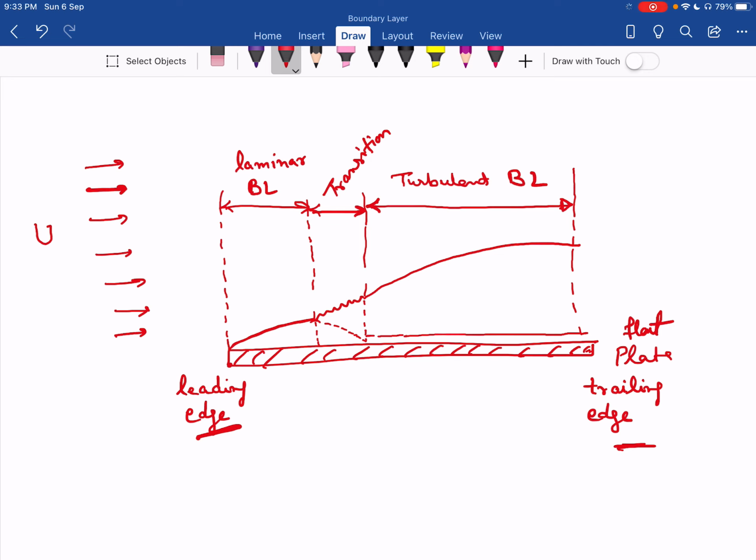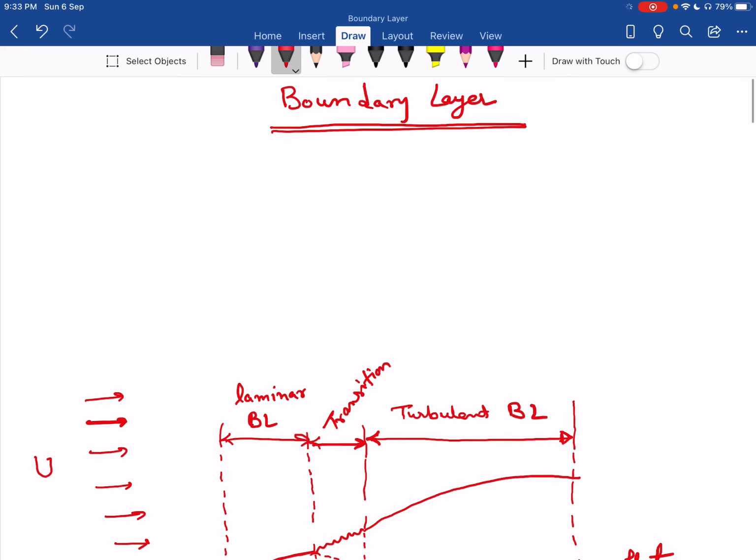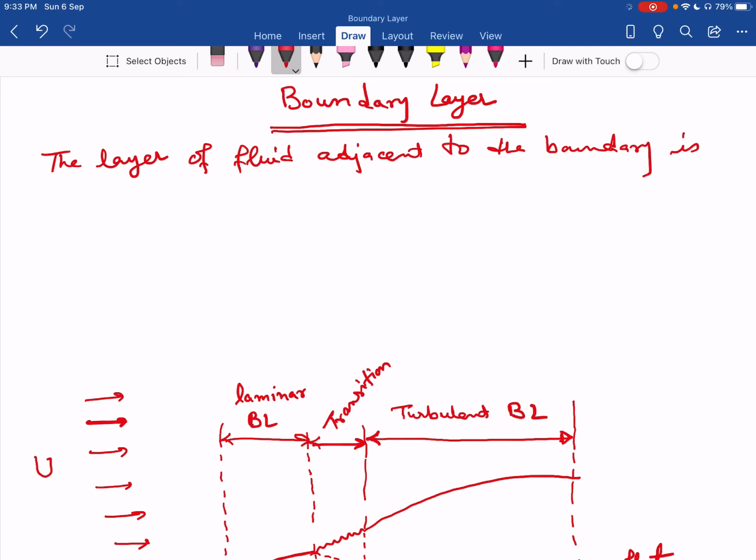So if now I try to define the boundary layer, the definition is something like this: the layer of fluid adjacent to the boundary is known as boundary layer.